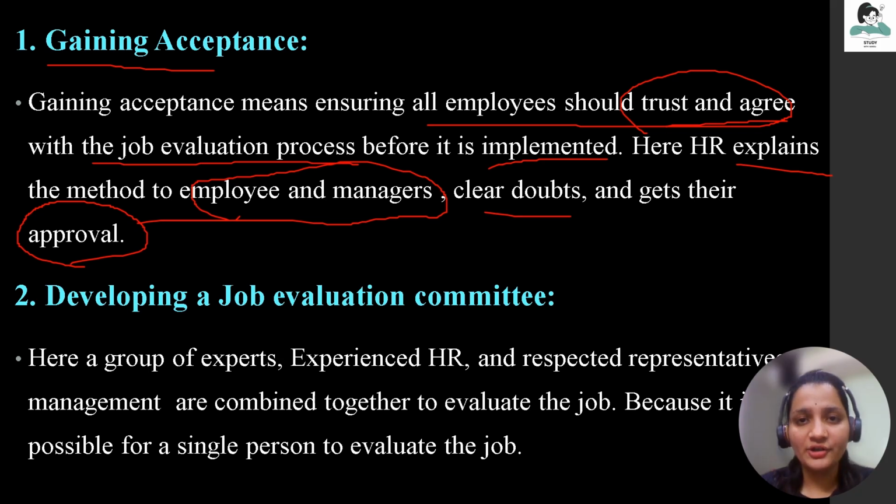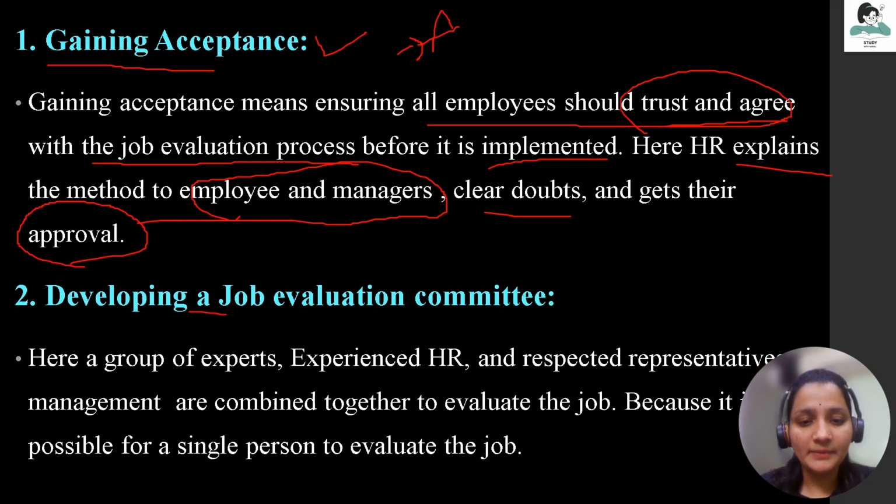Here HR should explain each and every detail to them. They explain why we are doing job evaluation, tell them how job evaluation is done, explain which job is getting high salary and why it is getting high salary when compared to other jobs, so that they feel involved and trust the process. So this is gaining acceptance, where we should get approval from the managers and employees to proceed with job evaluation. Got it? In the first step, we are getting the acceptance, means we are getting permission to start the job evaluation process. Got it?